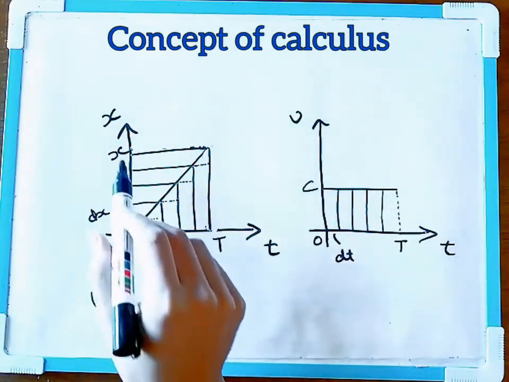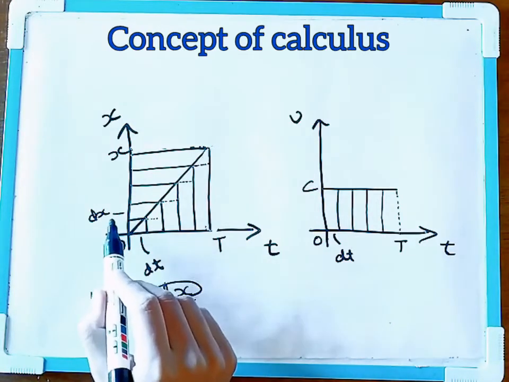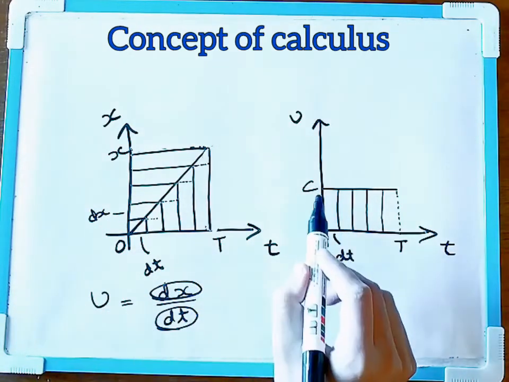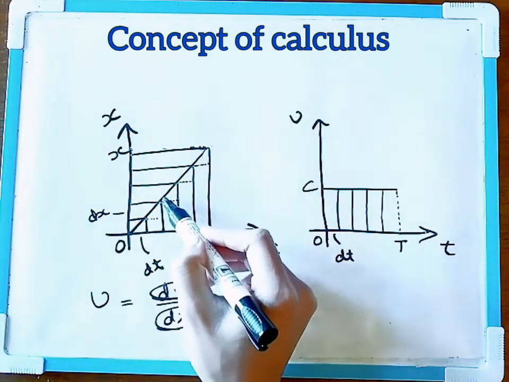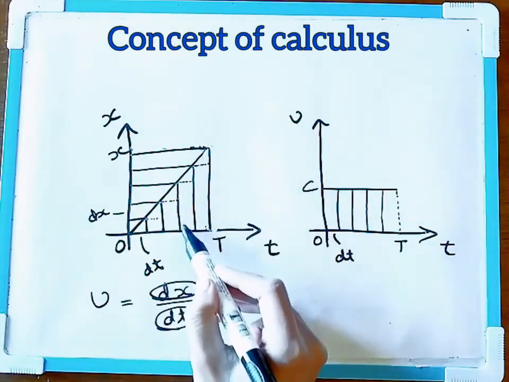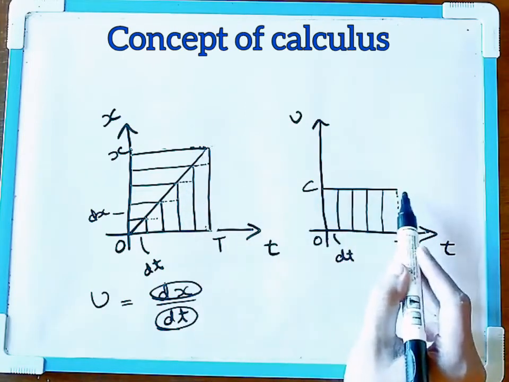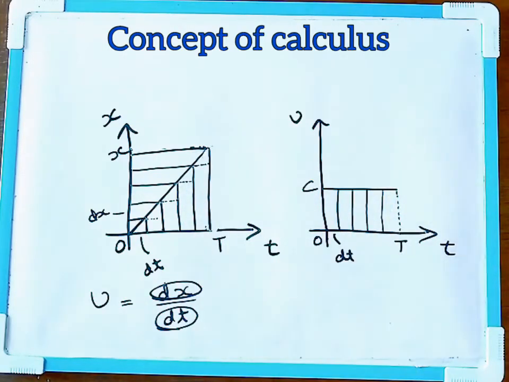In here you can see that when you change dt, this dx also changes. There's a small change in dx from here to here. This is dx, a small change. But since this is constant, the velocity is the same. It does not change. So here, what we'll do is this.